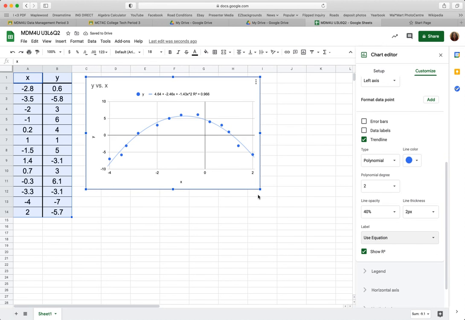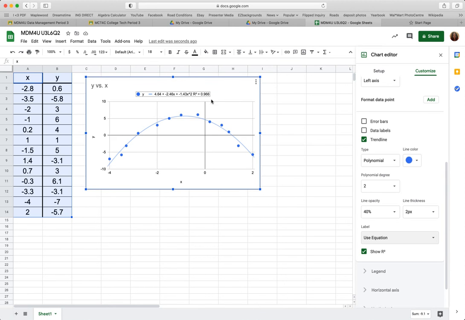But let's label it with the equation, which is right here under label. So we have the equation there. And if you were going to write this down, you would write this x with the little up arrow 2 as x squared. So this is the whole thing. Y equals 4.64 minus, don't put in the double signs when you write it down. If I ask you for an answer, write it down the way you would in math class, not the way the software gives it to you. So 4.64 minus 2.46x minus 1.43x squared.